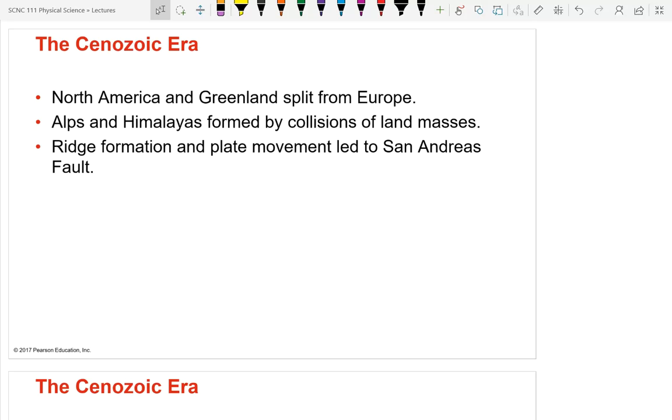So you have more mountains formed. The Alps and Himalayas formed by collisions of land masses. Ridge movement and plate movement, which caused the San Andreas Fault, which I used to live basically on. What's a fault? It's a crack in the earth. It's not a boundary between plates. It's a crack that's formed elsewhere as a result of the stresses.